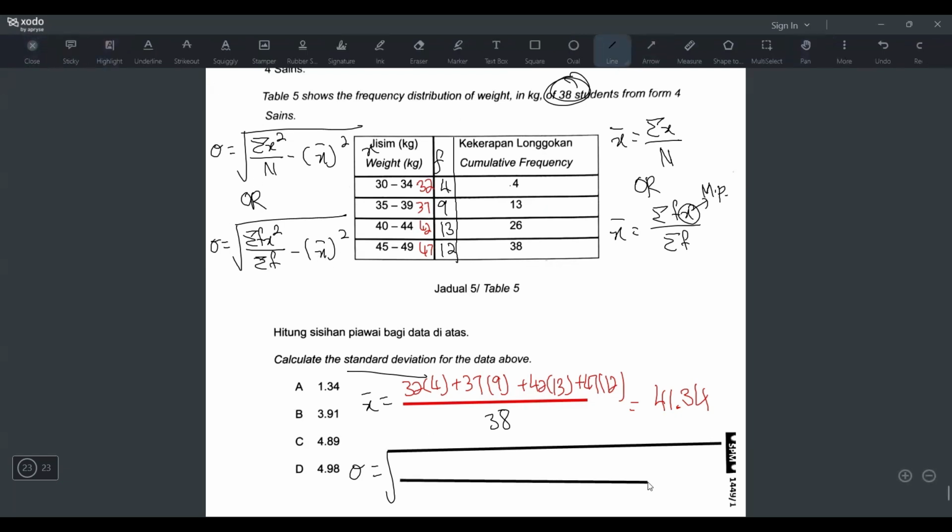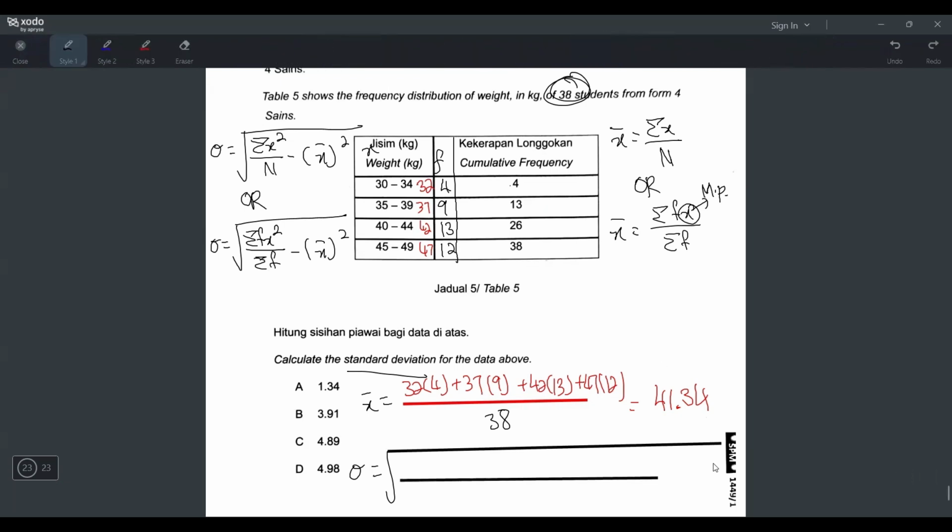Alright, so the formula for standard deviation like this. And then dekat belakang sini kena tolak dengan mean square. And then the mean saya sudah dapat lah 41.34. Sebab tu lah you kena buat mean dulu. That's why you have to find the mean first. Kalau tak, macam mana you nak masuk dekat sini, right? Okay, now we can do this part. I can write this part.